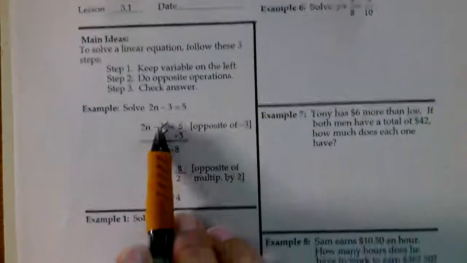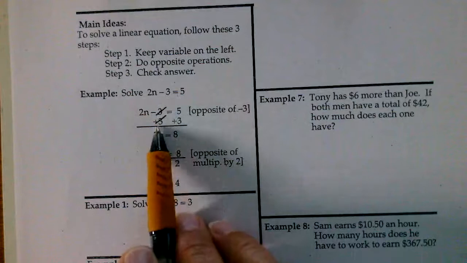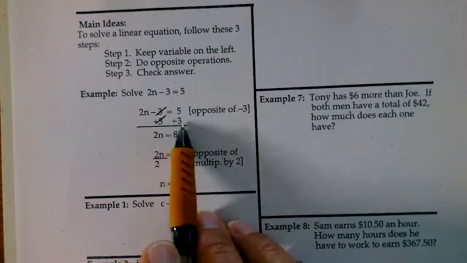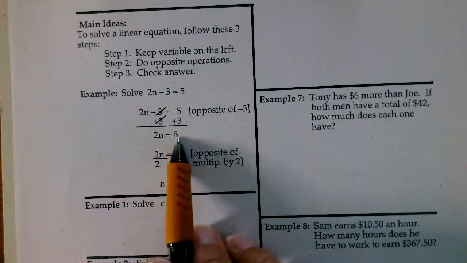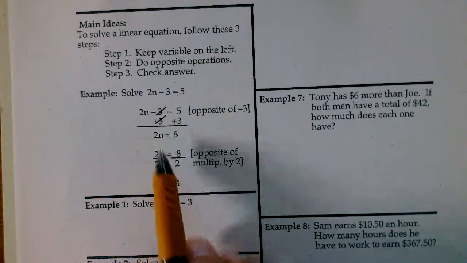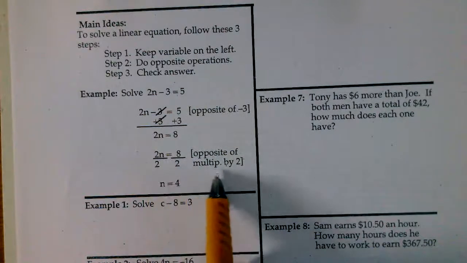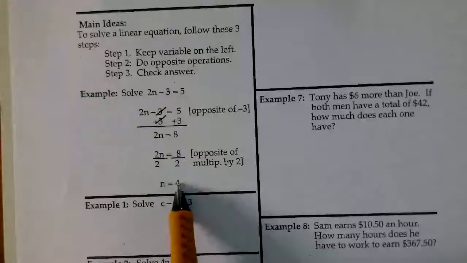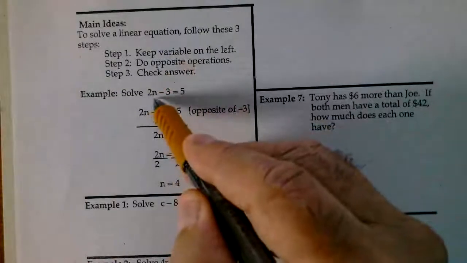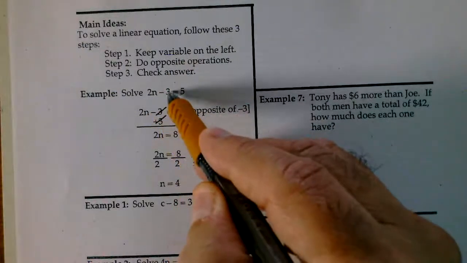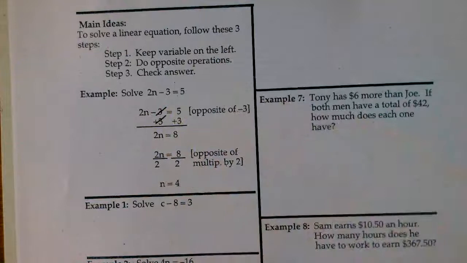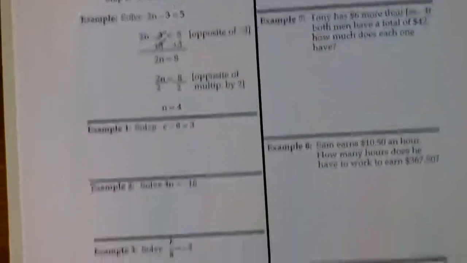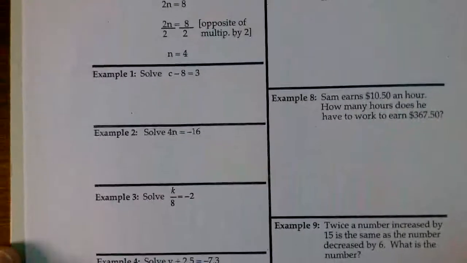Here's an example. The opposite of subtracting 3 is to add 3. And you can see I get 8. The opposite of multiplying is divide. And you get 4. Check it. 2 times 4 is 8. 8 minus 3 is 5. 5 equals 5. Check.